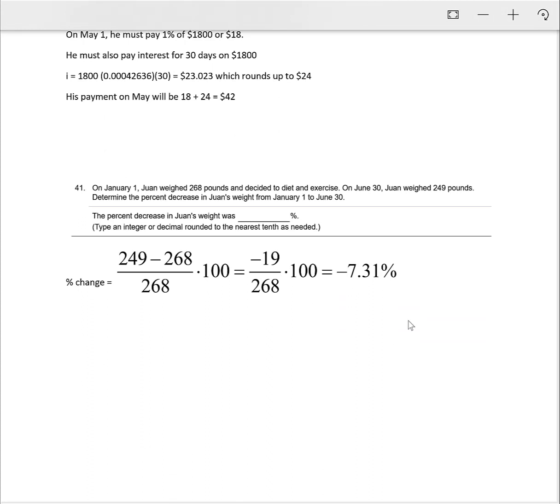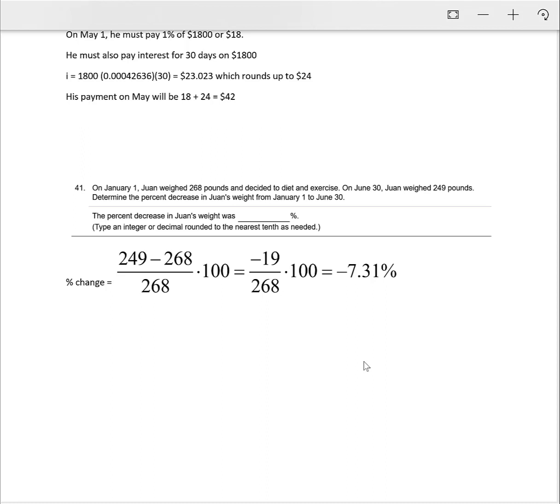This percent change problem should have appeared a little earlier. I apologize, it's a little out of sequence, but this goes back to section 10.1, but we'll go ahead and do it anyway. So Juan went on a diet and he lost weight. He's down to 249 when he started at 268, and we want to find out the percent decrease in his weight. So 249 minus 268 is negative 19, and divide by 268.